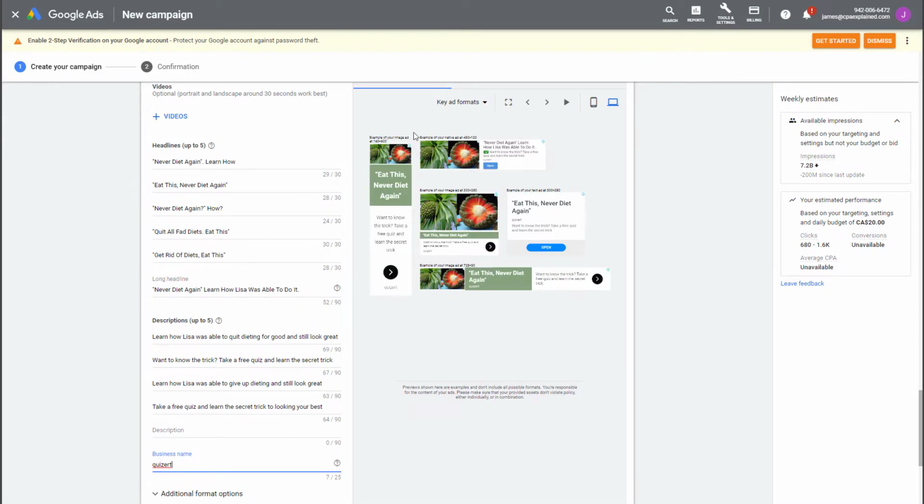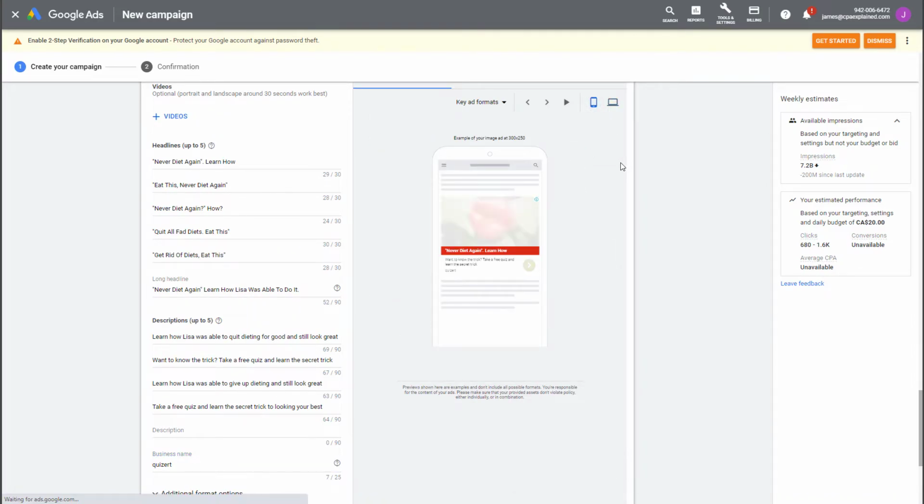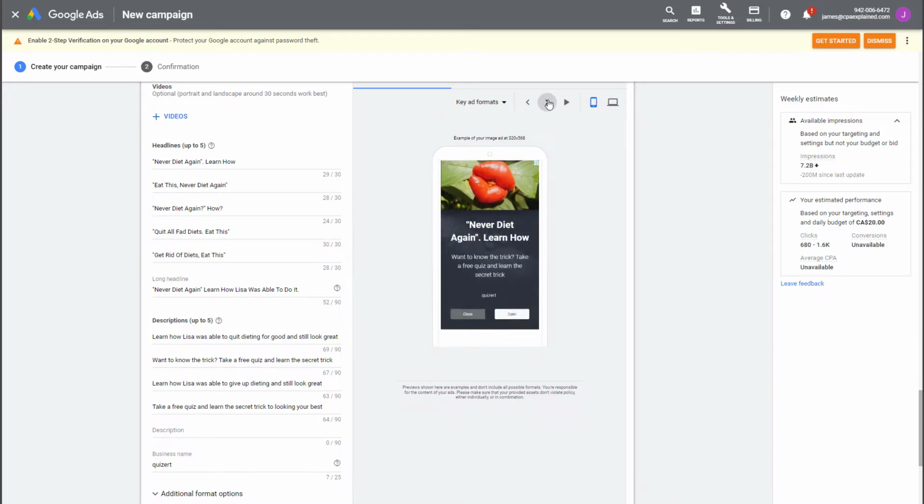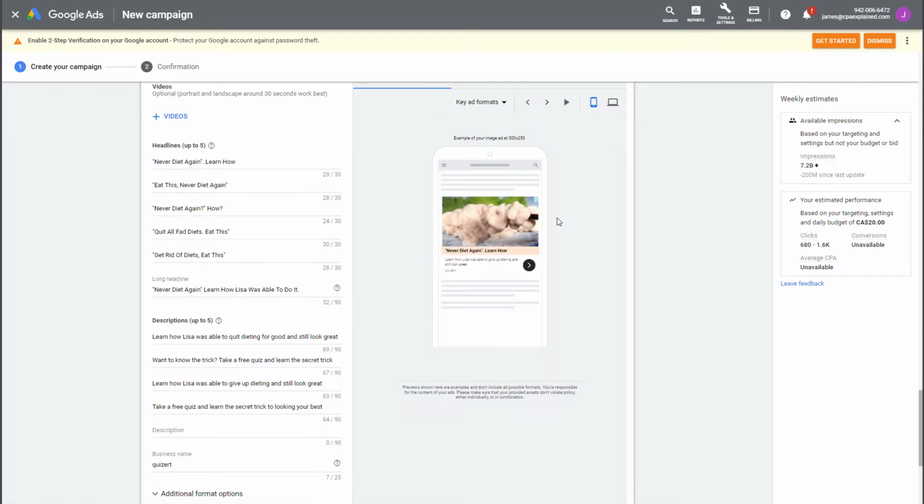So as you can see here, we've got this all set up. Okay. Let's do a preview here. Take a look at what it looks like on mobile. That looks good. We can click through here, take a look. Let's see if it shows them. And that's the thing. If you look at this image, someone's going to wonder what this is. And they're going to see "Never diet again. Learn how Lisa was able to give up dieting and still look good."